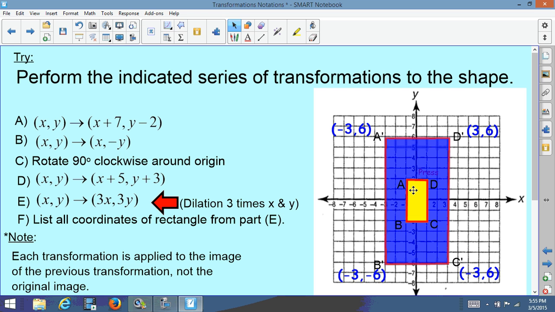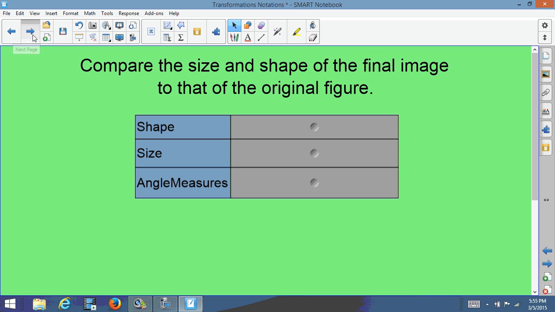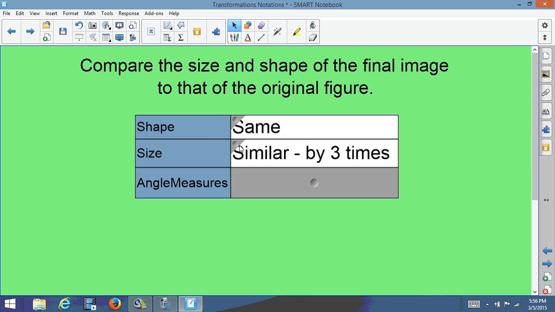If you look at it, it compares to the big one. It's got an increased size because we had a scale factor of 3. So when you have a whole number that's greater than 1, you're increasing the size, enlarging it. So let's compare the size and the shape of the final image to the original. What about the shape? Well, the shapes were the same. It still was a rectangle, even though it was a little rectangle. It still was the same shape. The size we said was different. One was little, and it was similar to the other one that was bigger, but the bigger one was 3 times the size.